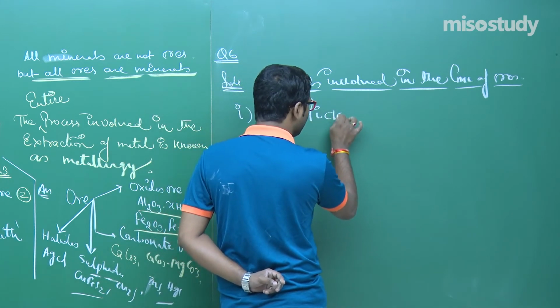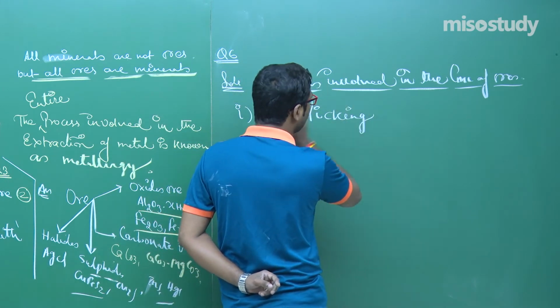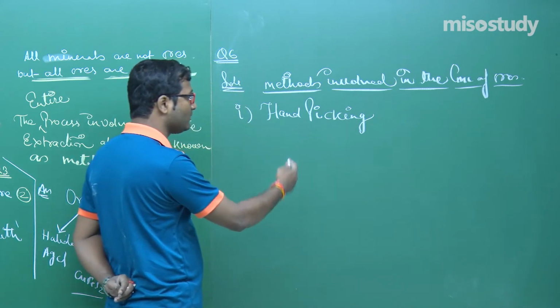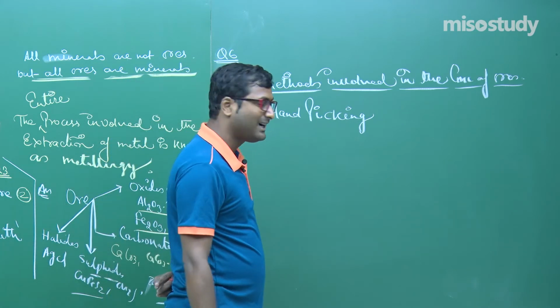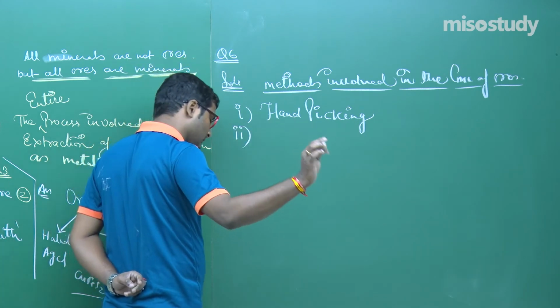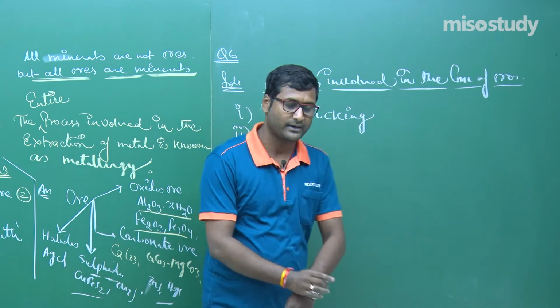What is the concentration of ore? Do you remember? Yes sir, the removal of gangue or matrix, the removal of impurities from the ore is known as concentration of ore. That is, the first one is hand picking. Tell me the second, I have forgotten.